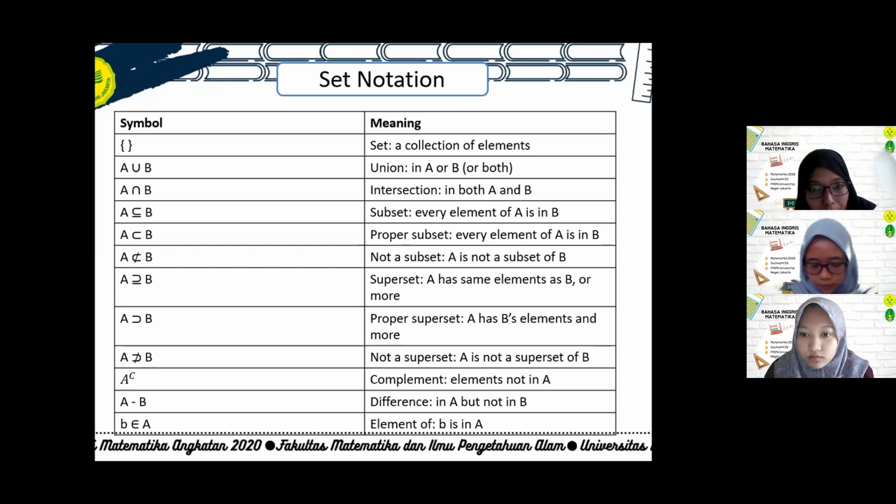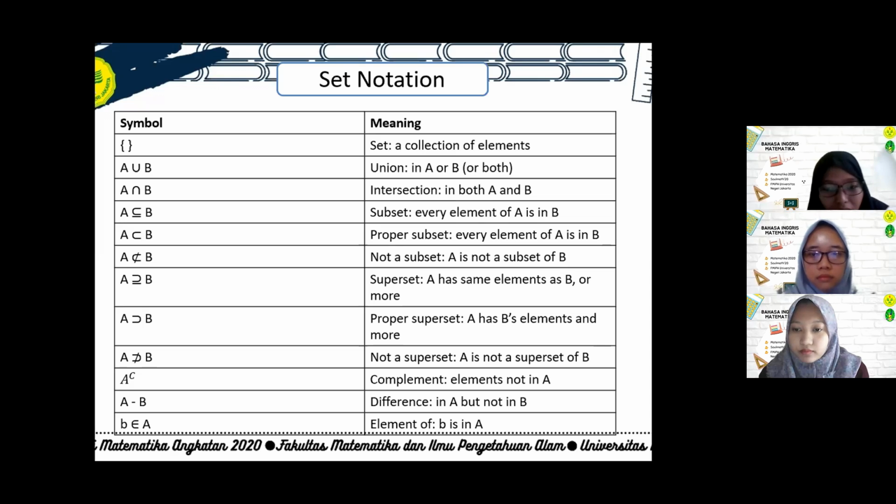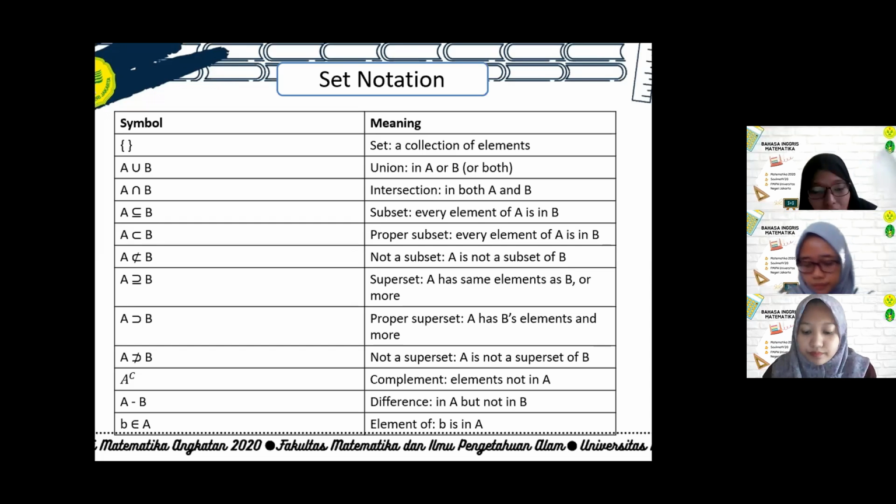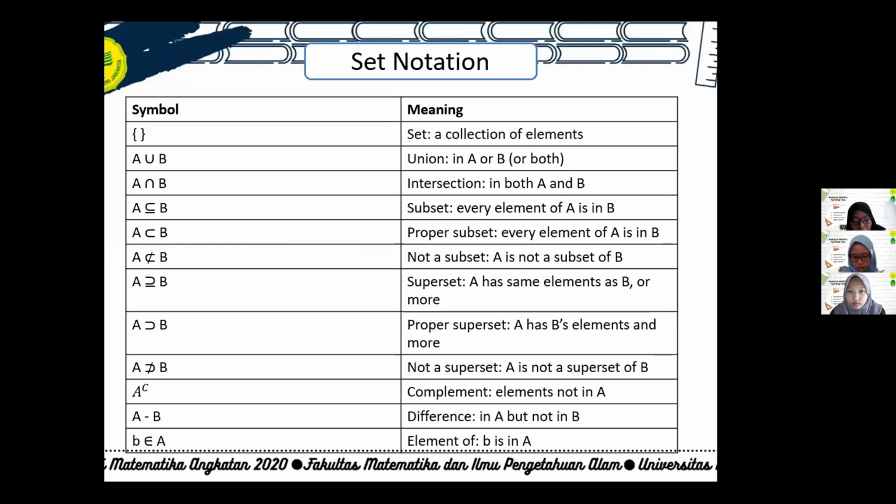Set A is not a subset of B. Symbol superset. Then symbol proper subset. Symbol not a superset. And symbol for complement, meaning elements not in set A. This symbol is difference: in set A but not in set B.